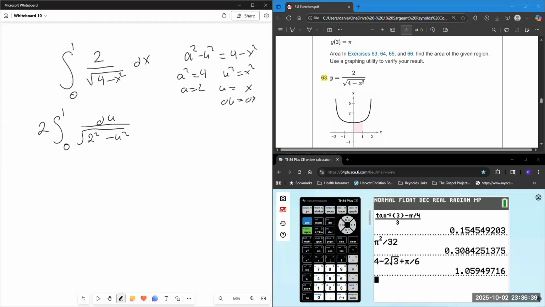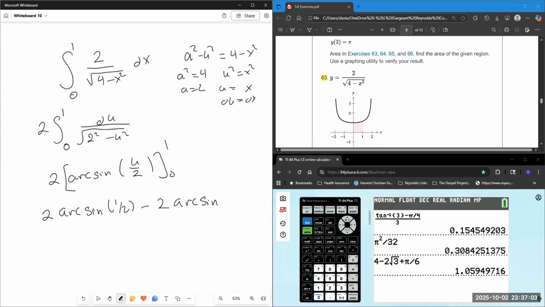Awesome. So this is arc sine. So I have 2 arc sine of u over a, u over 2, evaluated from 0 to 1. This is 2 arc sine of 1/2 minus 2 arc sine of 0, which is 2 times pi over 6 minus 2 times 0, which is pi over 3 minus 0, which is pi over 3.